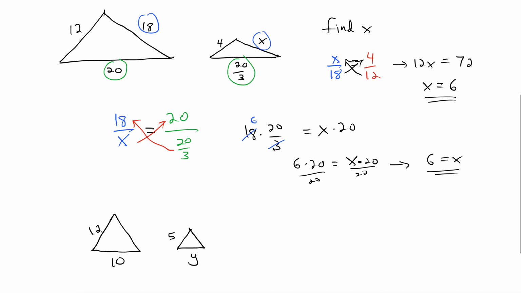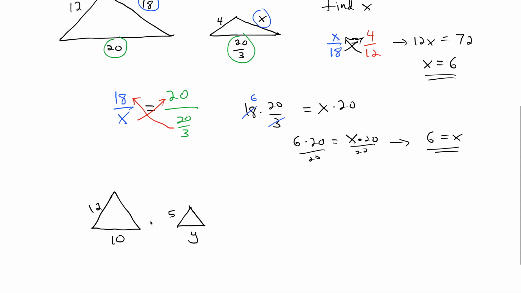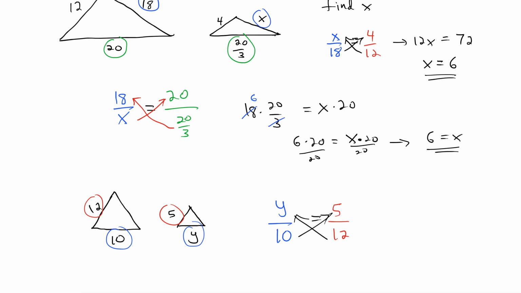Let's see. I'm going to compare small to big, because that keeps my variable on the top. Anytime we can keep the variable in the numerator, it's going to make things a little easier, but it's not the end of the world if you ended up with the variable in the denominator. So I'm going to do y is to 10 as, comparing small to large, 5 to 12. We're not left with many options here. Cross multiply, and 12y equals 50, so y equals 50 twelfths.